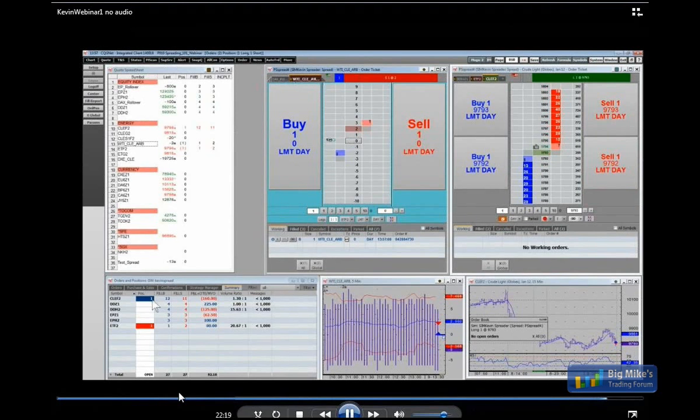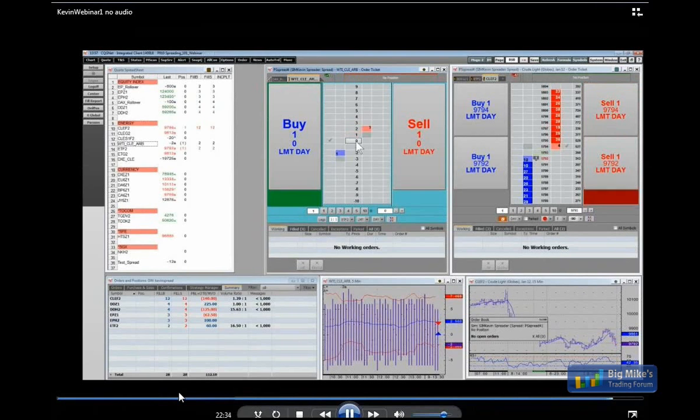Open position, again, shown in the summary tab of the orders and positions book. Position will also appear in the strategy chart and working orders as well.